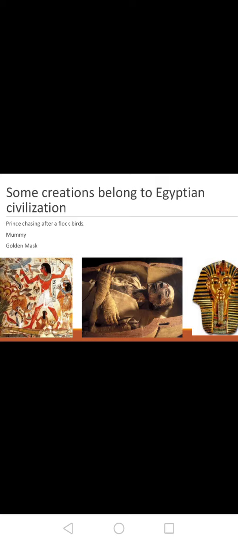The second picture shows a mummy of a chieftain who belonged to the Egyptian civilization. People who lived in the Egyptian civilization introduced the method of mummifying to preserve dead bodies for a long time.